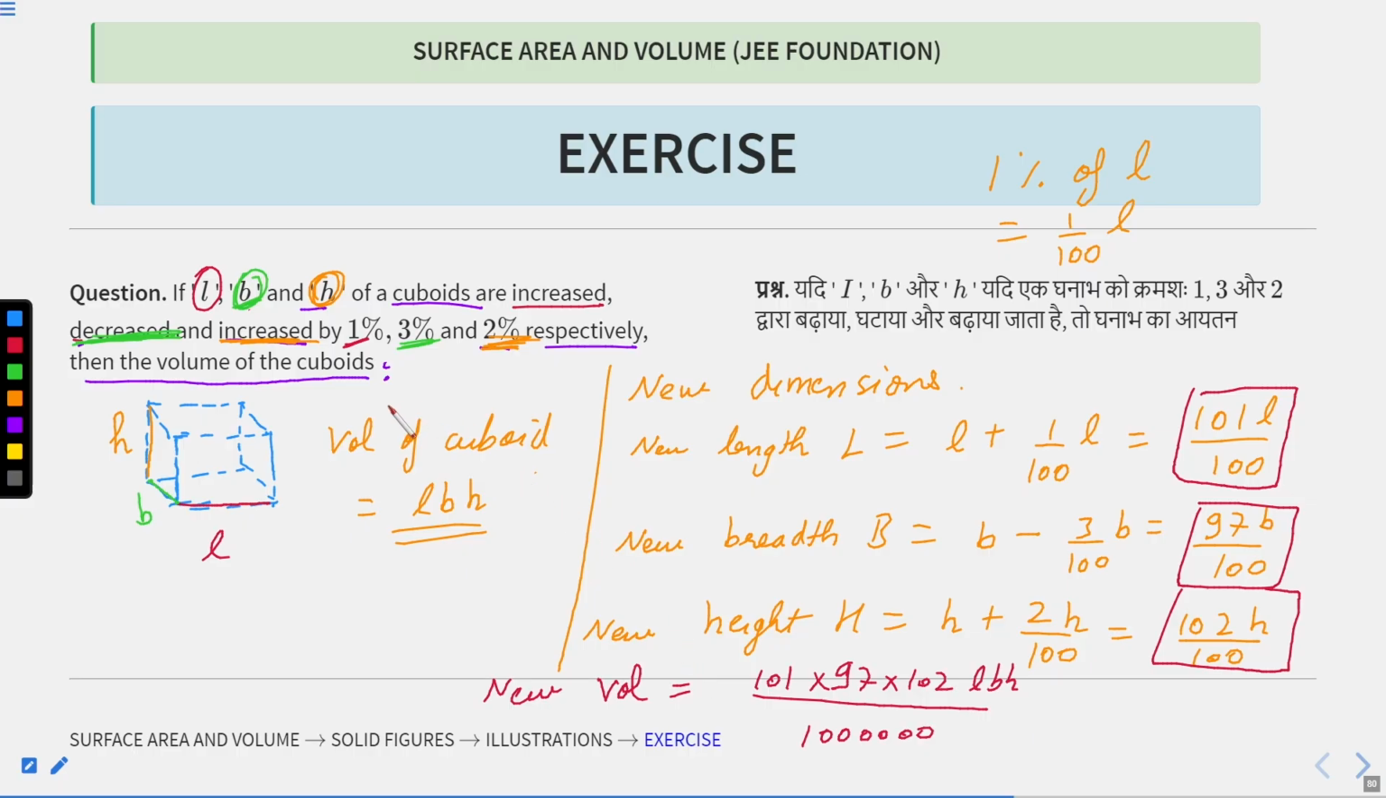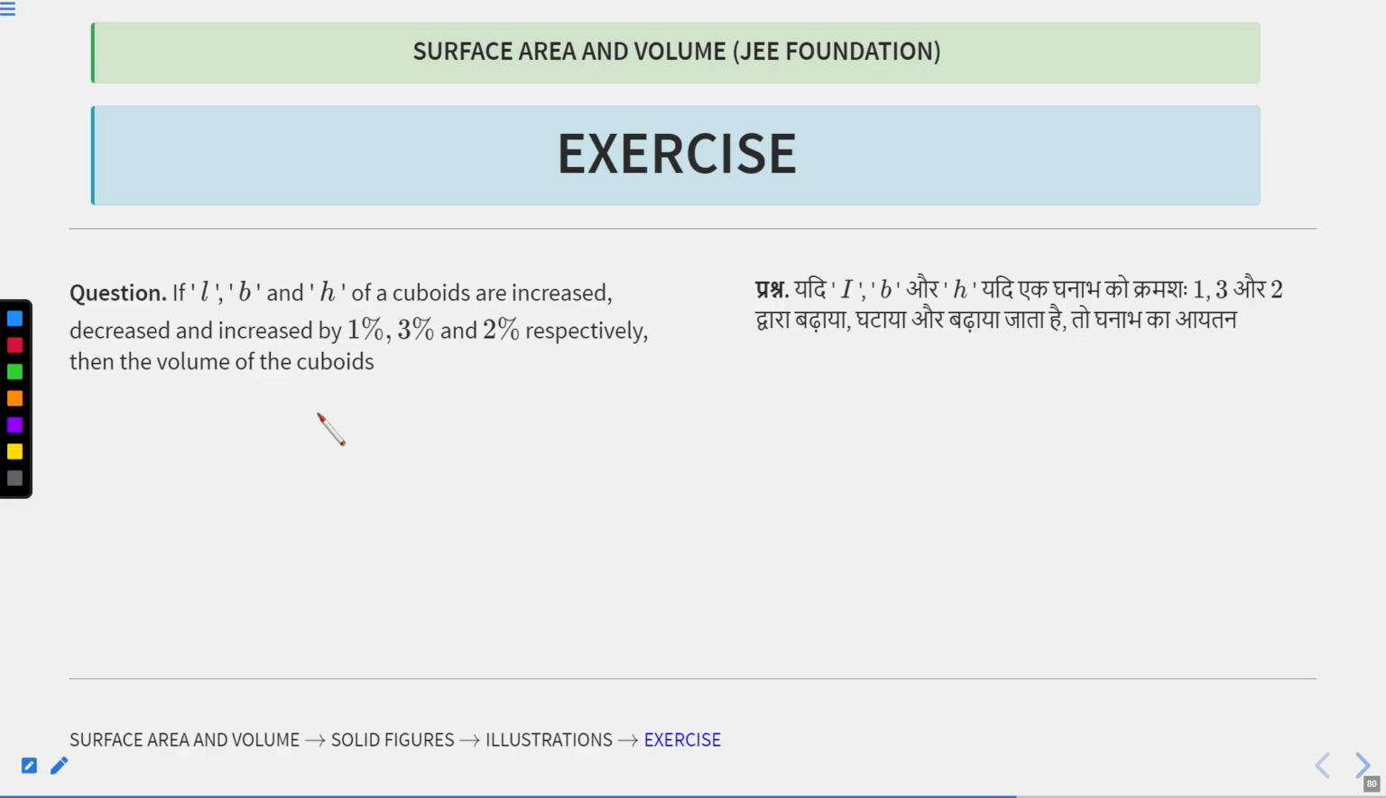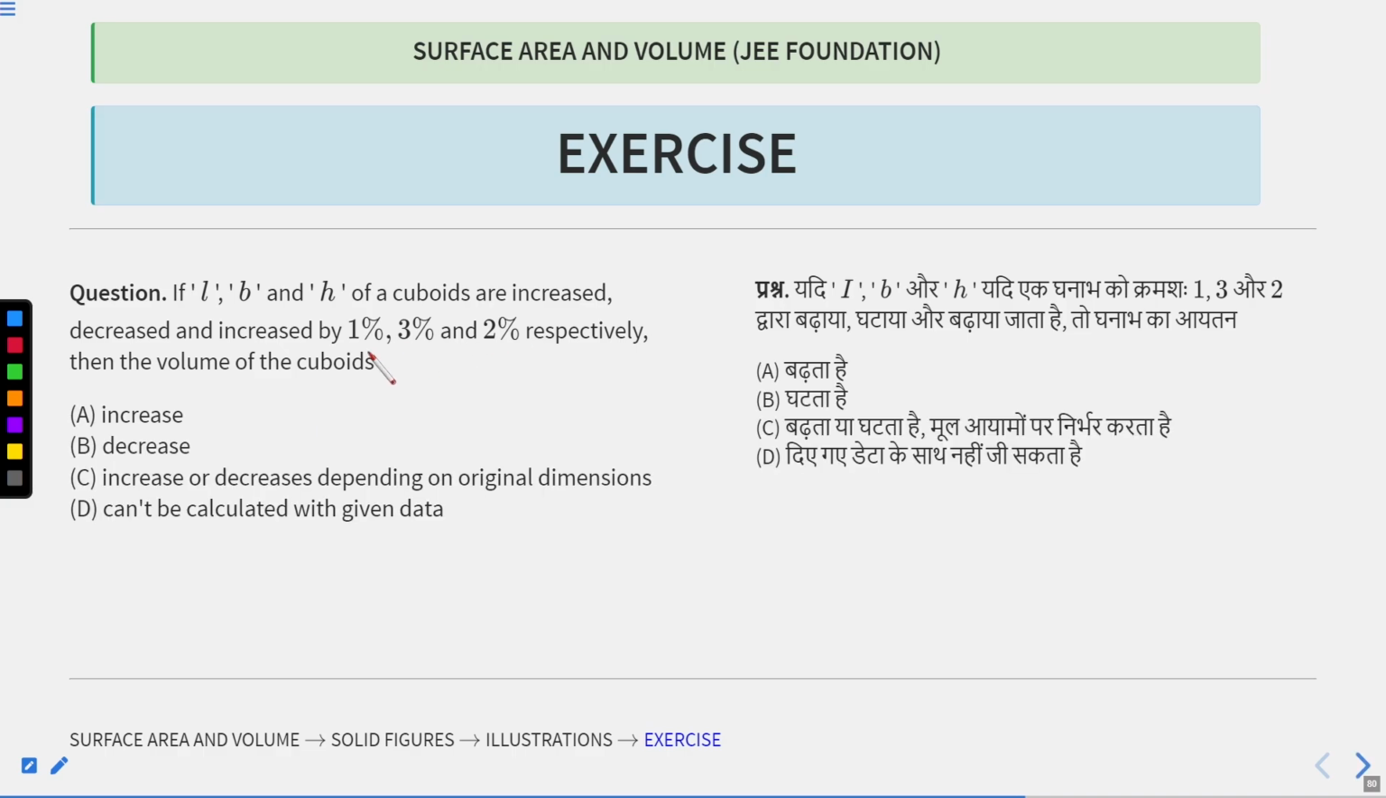I hope the calculation you can easily do. So just do the calculation work, that's it. According to this you will find out that the new volume is decreased, or the new volume is less than the previous volume. I hope this is clear to you. Now let's see next.